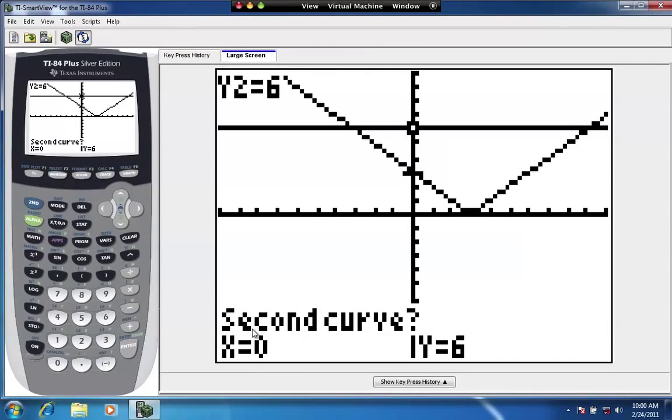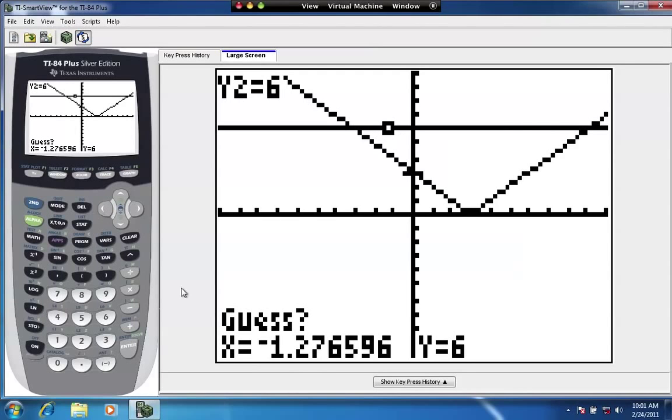Now it's asking you for the second curve or the second function, and now it's flashing on the horizontal line y equals 6, so we'll hit enter on that second function, and then it's saying guess. Now if we move our cursor close to the point of intersection, it's going to calculate the point of intersection here on the left. If we move our cursor closer to the point of intersection on the right, it's going to try to find this point of intersection. But let's do the one on the left first. So I'm going to move in the proximity of this point of intersection and hit enter.